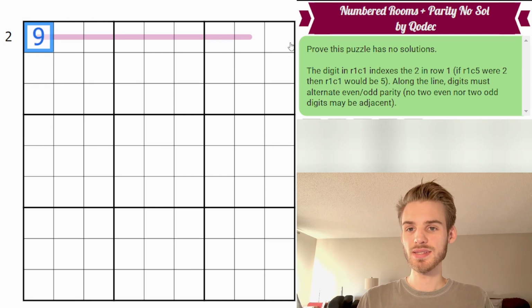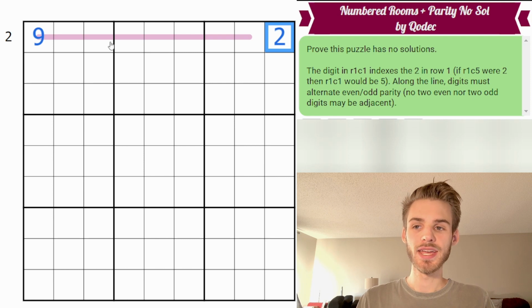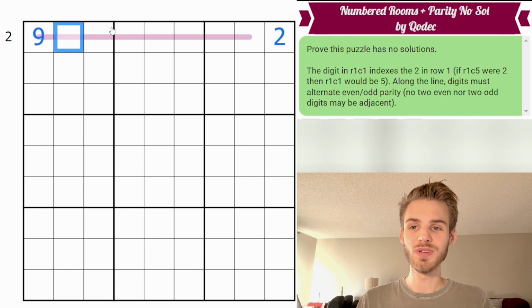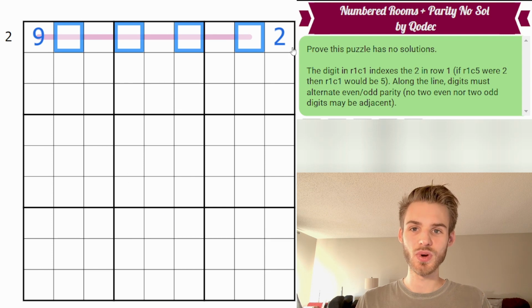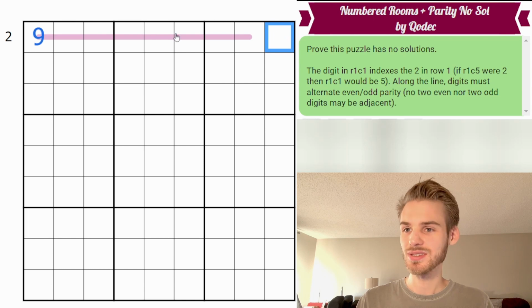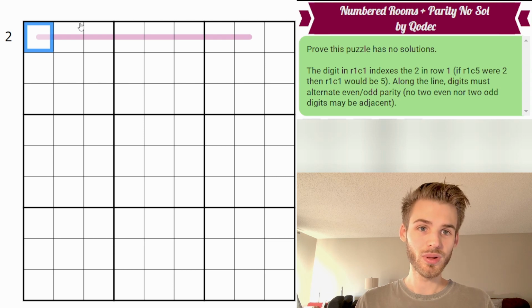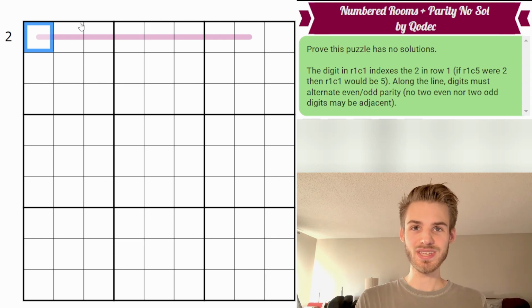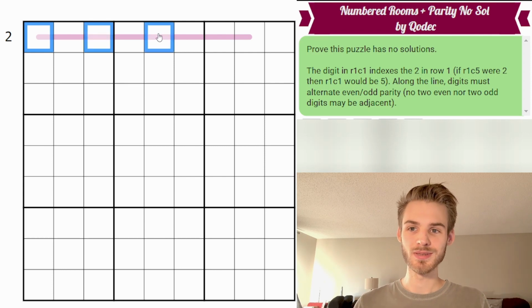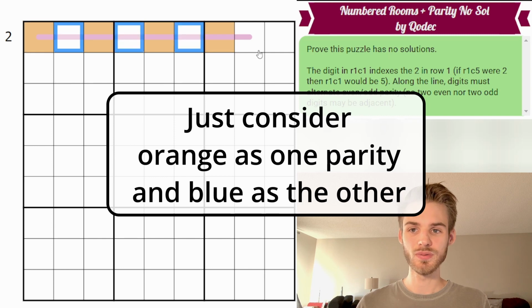So 9 says that this cell will be a 2, and that doesn't work because then we need 1, 2, 3, 4 even digits in row 1 on the line, but the 2 is not on the line. So that's not going to work. And any other digit from 3 to 8 will automatically set the parity the opposite of what we want it to be. So let's, for example, color these odd or whatever we want them to be, and these as even.